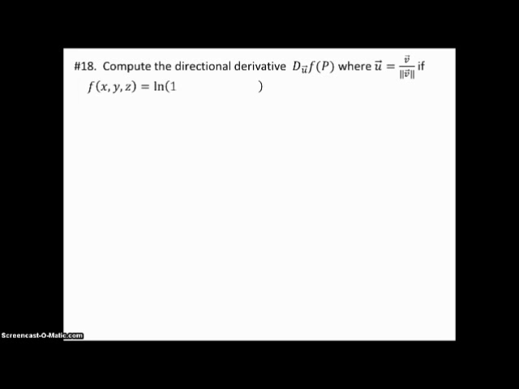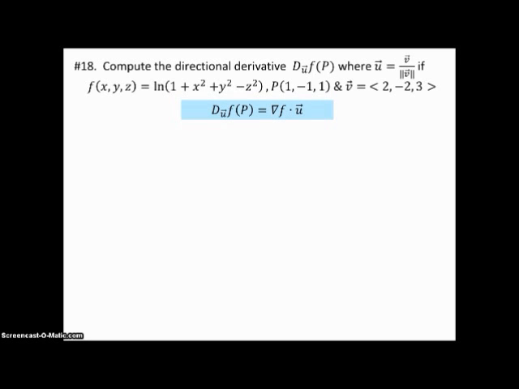Number 18, compute the directional derivative d sub u f of p, where the vector u equals the velocity vector divided by its length, if the function of x, y, and z is equal to log of 1 plus x squared plus y squared minus z squared. The point in question is (1, -1, 1), and the velocity vector, the direction in which we're going to compute this derivative, is the vector (2, -2, 3).